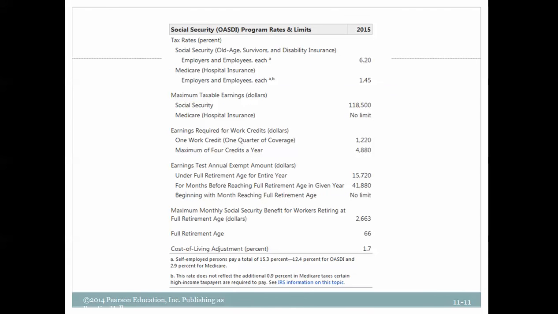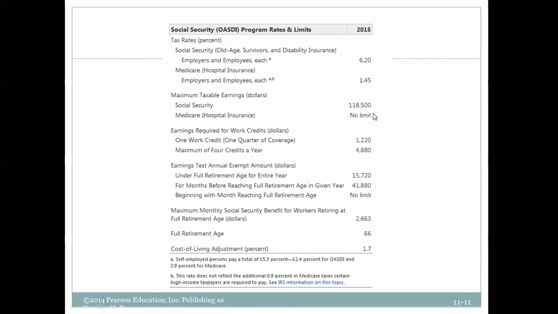So for 2015, Social Security, I talked about ceilings. For Social Security, both the employer and the employee pay 6.2% of their earnings. Medicare is 1.45%. But once you reach $118,500 of earnings in 2015, you no longer are required to pay the 6.2% on those earnings. That is called the ceiling for Social Security. Any money earned after that does not have any requirements of payment of the Social Security percentage.